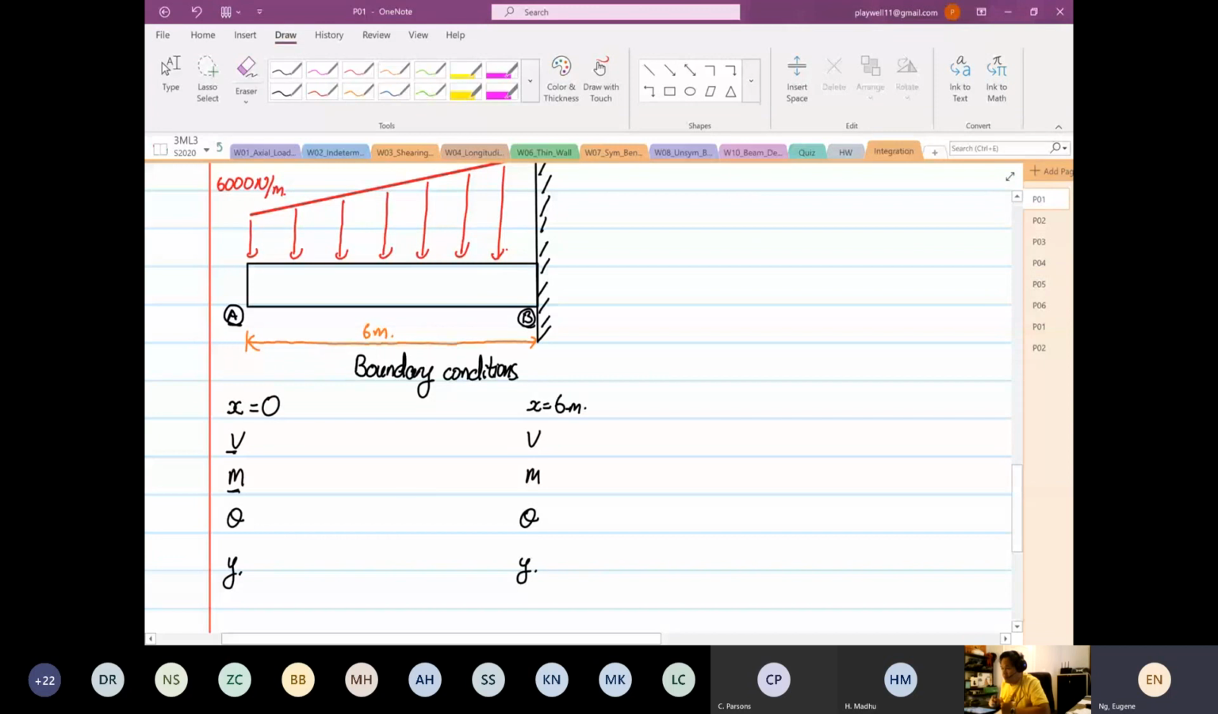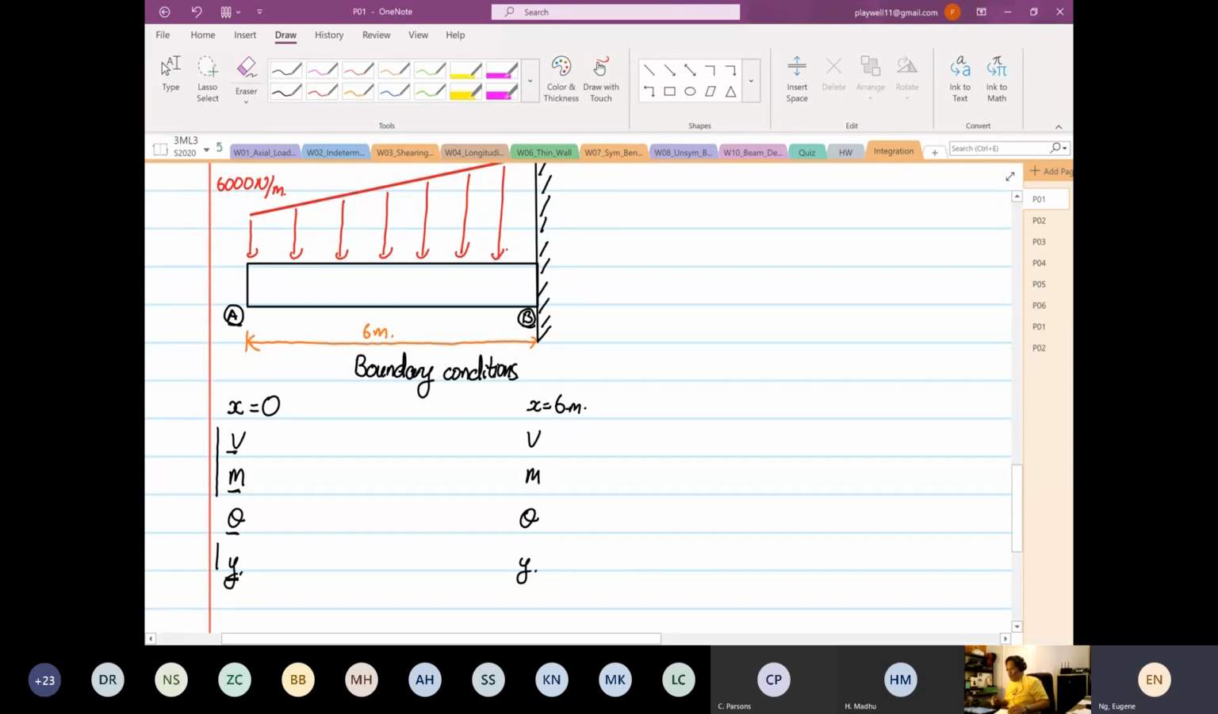You get moment. And when we apply the elastic curve from the moment equation, we integrate, we get our what? Slope. And then we integrate again, we get our what? Deflection. So for now, we're only going to focus on V and M. For now, we only know our V and M, and also we know what our Y is.